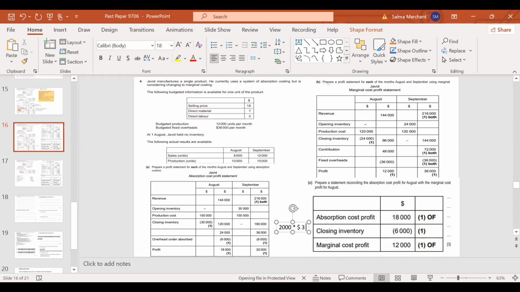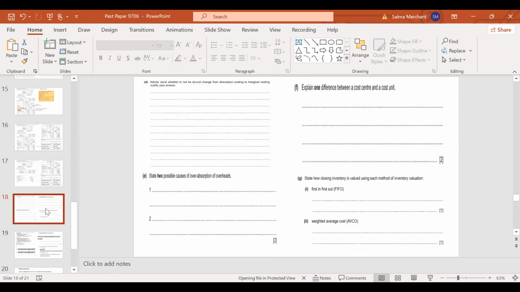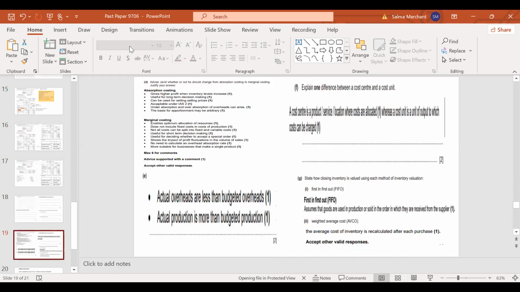Okay? So your marginal costing profit is how much? 12,000. So you just write the 2, and the difference will be because of the closing inventory. Let's go to the next part.